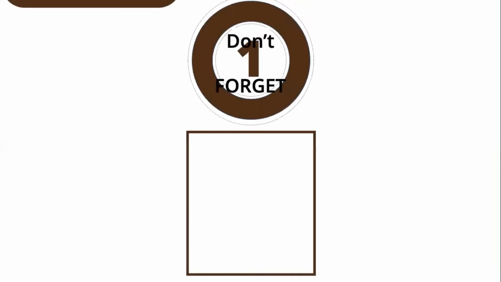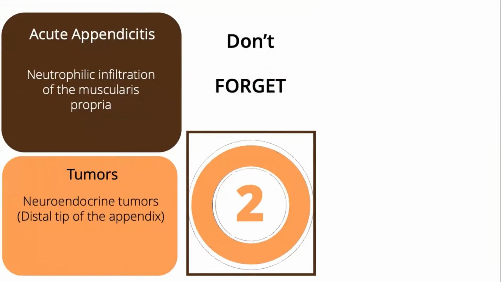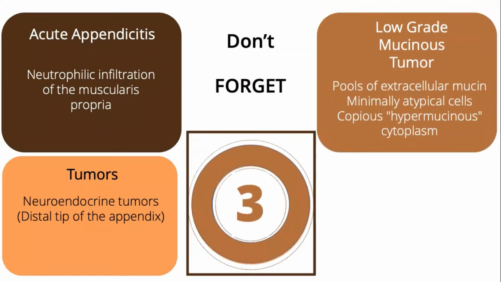Do not forget, when you receive an appendix, look for acute appendicitis, but this may be caused by parasitic infestation, so search for any parasite in the appendix lumen. Number two, don't forget tumors at the distal tip of the appendix, like neuroendocrine tumors. Number three, low-grade mucinous tumors. You will find pools of extracellular mucin, minimally atypical cells, and hypermucinous cytoplasm.